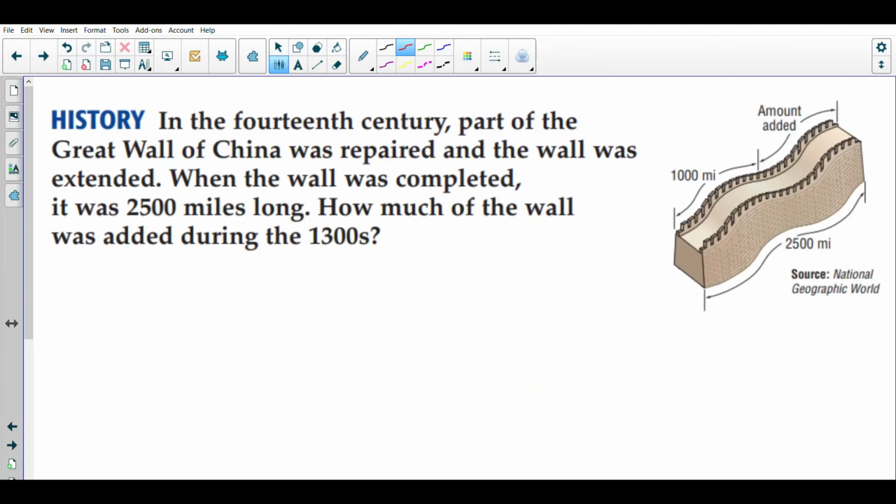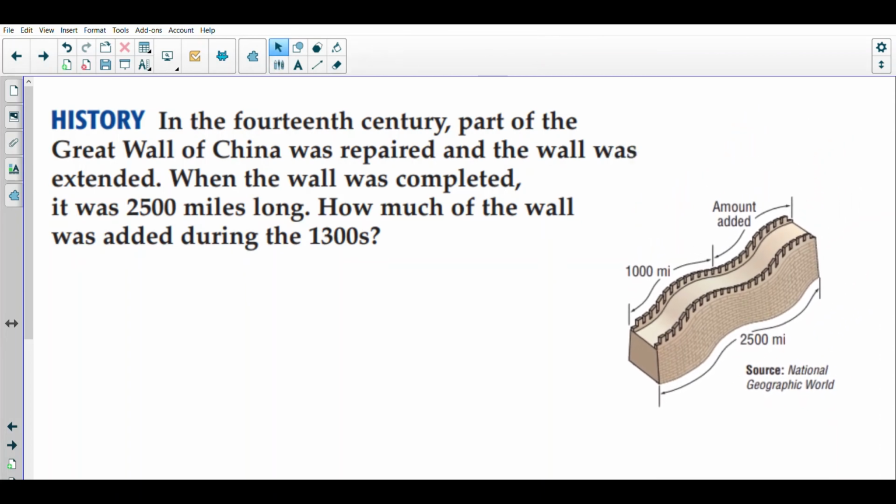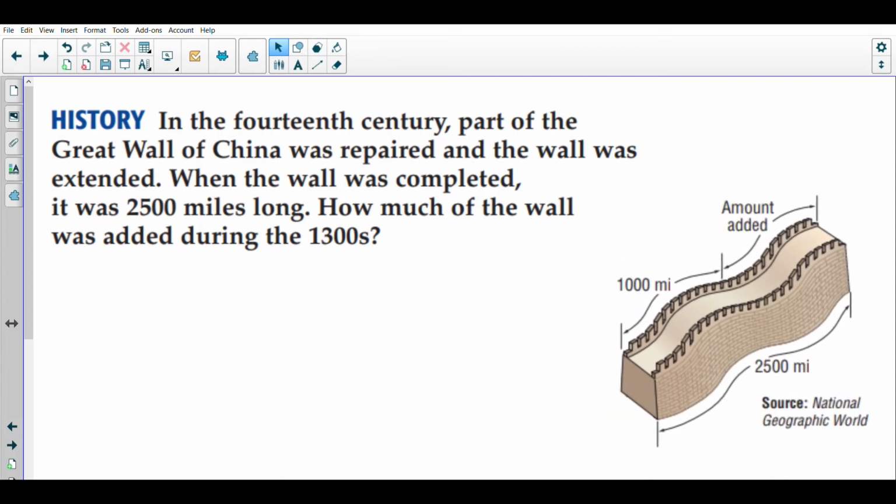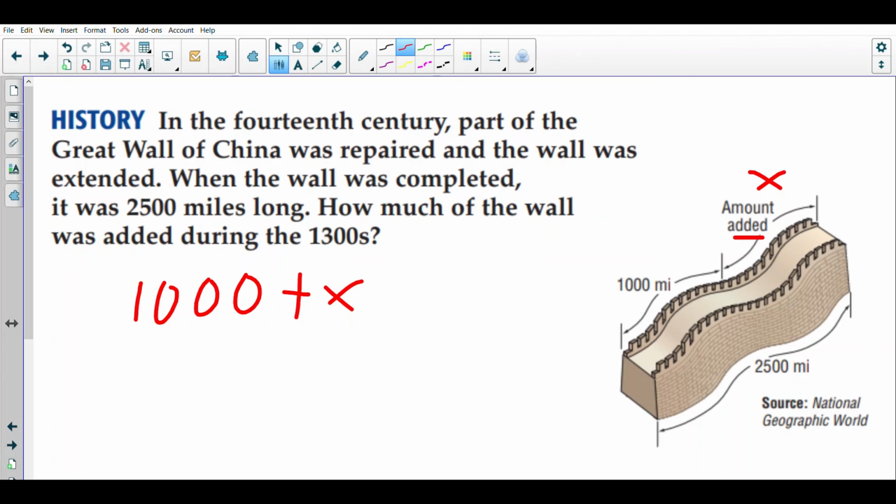All right. So in the 14th century, part of the Great Wall of China was repaired and the wall was extended. When the wall was completed, it was 2,500 miles long. How much of the wall was added during the 1300s? Looking at the little picture over the side, we can see a visual representation that 1,000 miles was already done. And then they say the amount added. Do we know it? No. So we're going to call that x. We have 1,000 originally there, plus some amount added, is equal to 2,500. So we're going to solve for x.